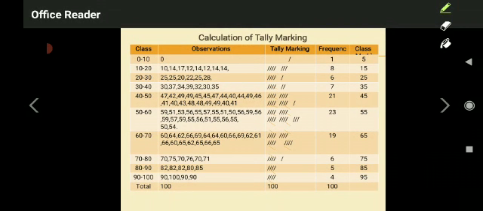You know how to calculate class mark. I have explained it in the last calculation. Class mark is calculated by taking the lower limit and upper limit, the total sum of lower limit and upper limit divided by 2. Here the lower limit of the first class interval is 0. Upper limit of the same class interval is 10. So 0 plus 10 is 10, 10 divided by 2 is 5. That is the class mark.